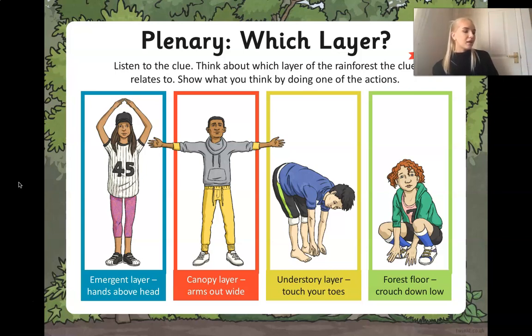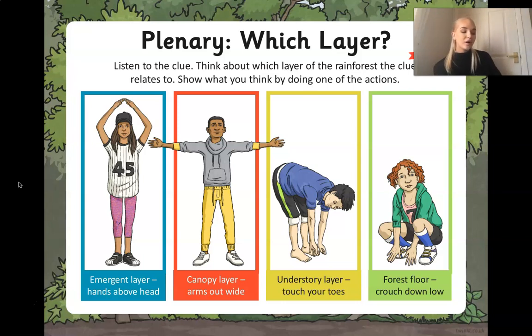Okay. Gorillas, leopards, and tigers live here. Where am I talking about? That's right, I'm talking about the forest floor, aren't I? Because these animals can actually move around, they can walk on the floor.